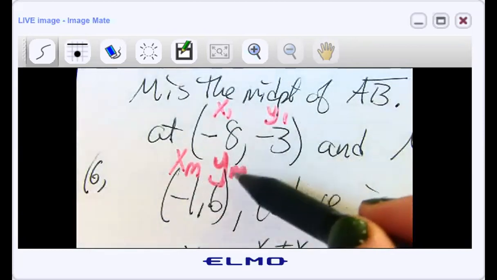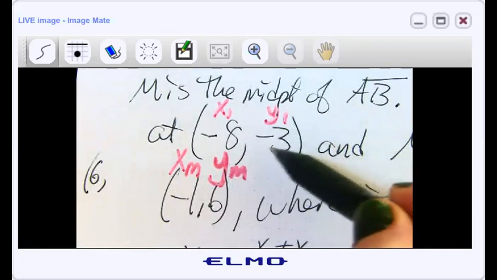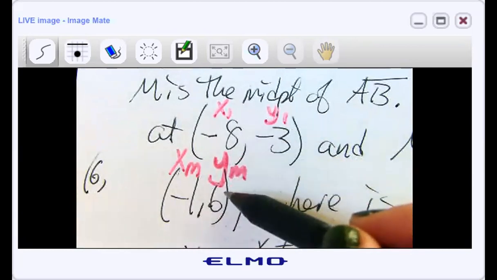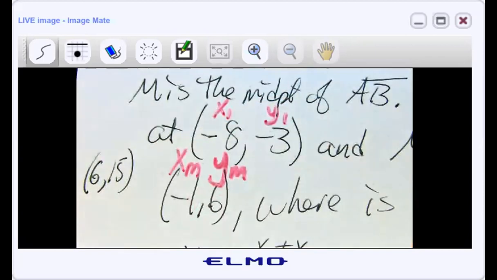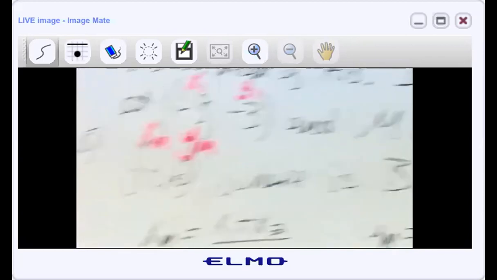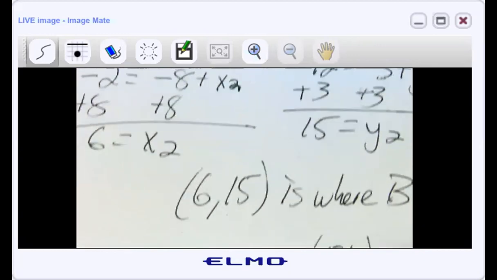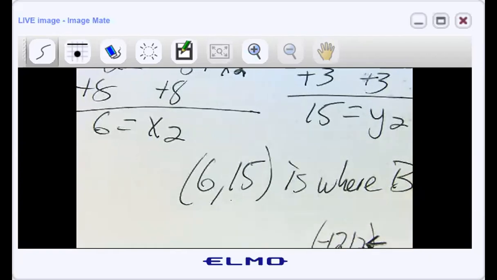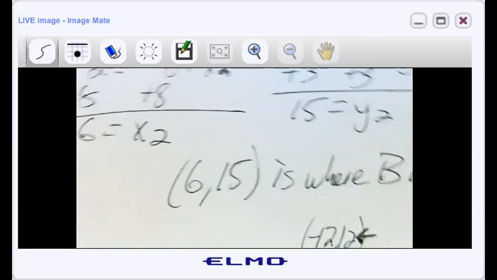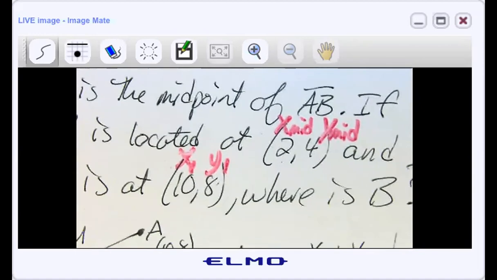Always start at the end point and then go to the midpoint. So I was at -3 and I got up to 6. How do you go from -3 all the way up to 6? You have to add 9. So now I need to do the same thing. I'm at 6 and I have to add 9. I get to 15. I'm claiming that the answer is going to be at 6 comma 15. What do you know? It was at 6 comma 15. Yeah, let's try it with this one also and make sure.